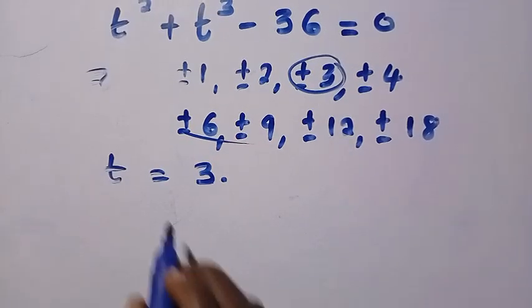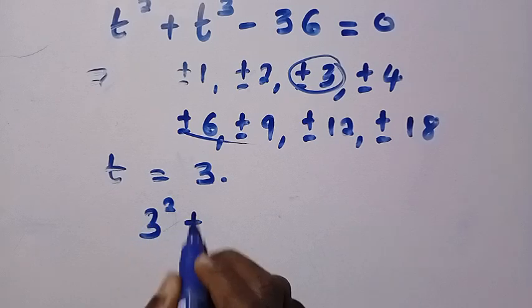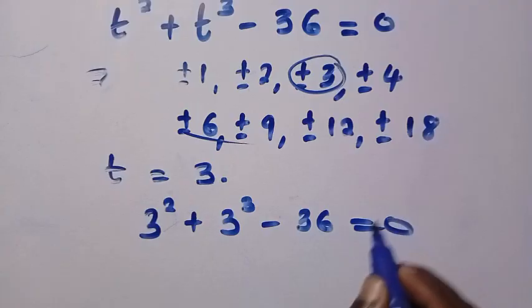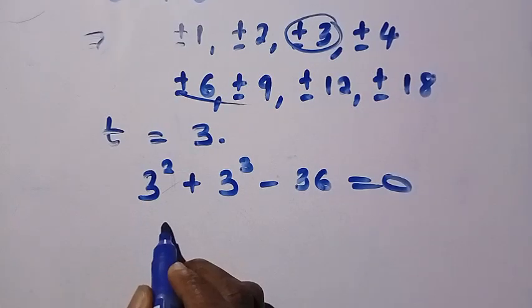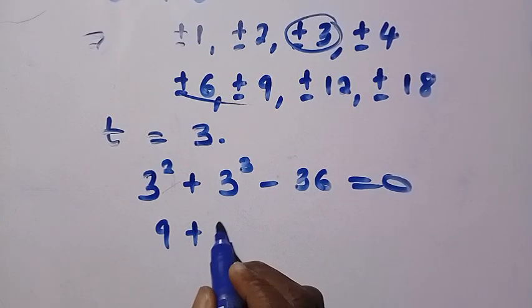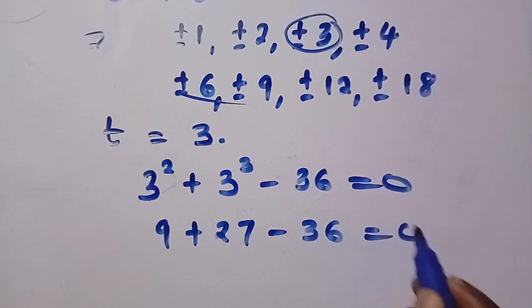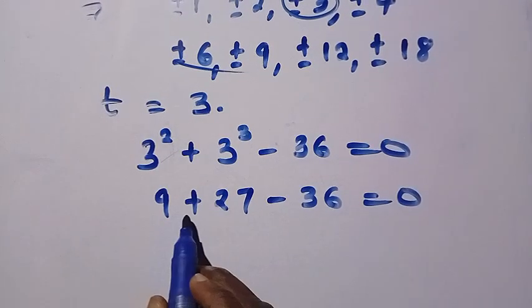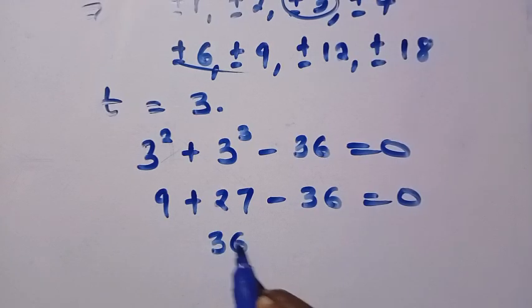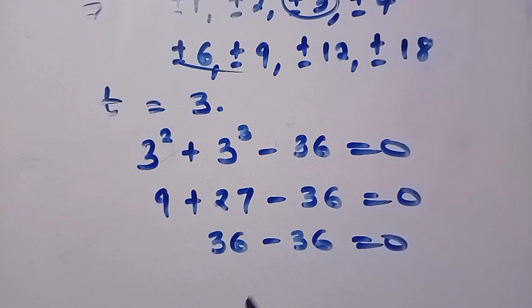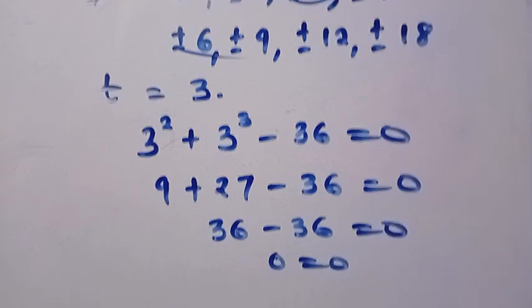Substituting it in, we are going to have 3 squared plus 3 raised to the power of 3 minus 36 equals 0. So 3 raised to the power 2 is 9, plus 3 raised to the power 3 gives us 27, minus 36 equals 0. 9 plus 27 gives us 36, minus 36 equals 0. That is, 0 equals 0. The left hand side and the right hand side are equal, showing that t equals 3 satisfies this problem.